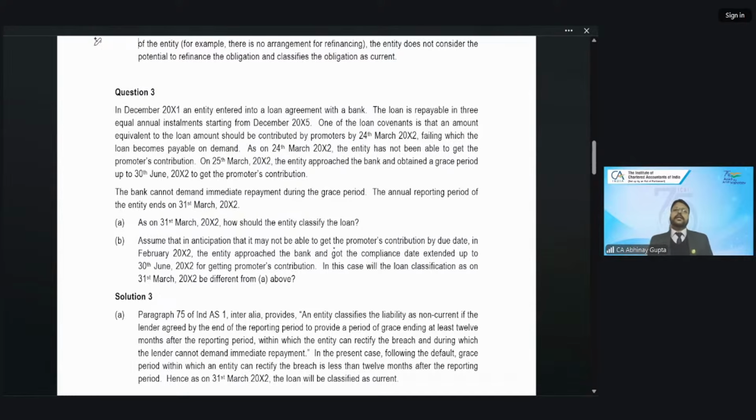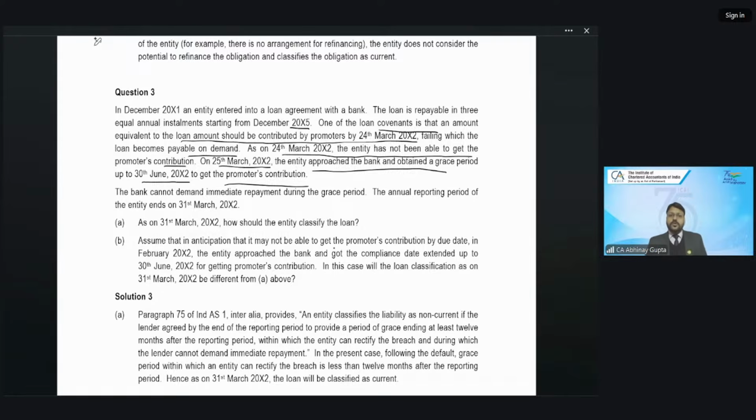In December 2001, an entity entered into a loan agreement with a bank. The loan is repayable in three equal installments starting from December 2005. One of the loan covenants is that an amount equivalent to the loan amount should be contributed by the promoters on 24th March 2002, failing which the loan becomes payable on demand. As on 24th March 2002, the entity has not been able to get the promoters' contribution. On 25th March 2002, the entity approached the bank and obtained a grace period up to 30th June 2002 to get the promoters' contribution.